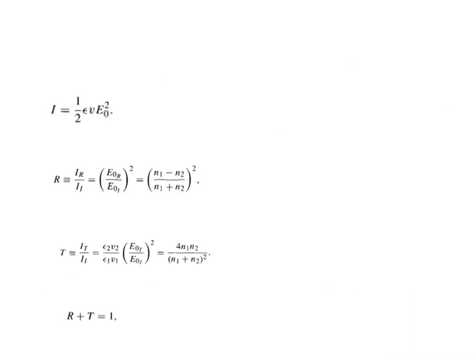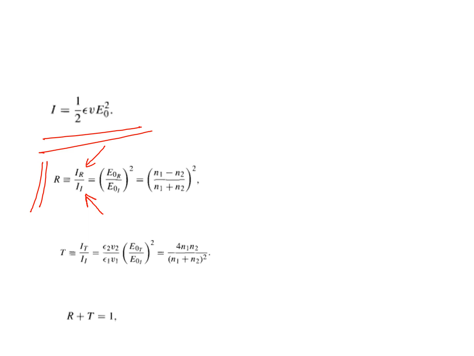And as we know, intensity is half epsilon V E0 square. So the reflectance, we call it reflectance. The reflectance R is the ratio of reflected intensity to incident intensity.